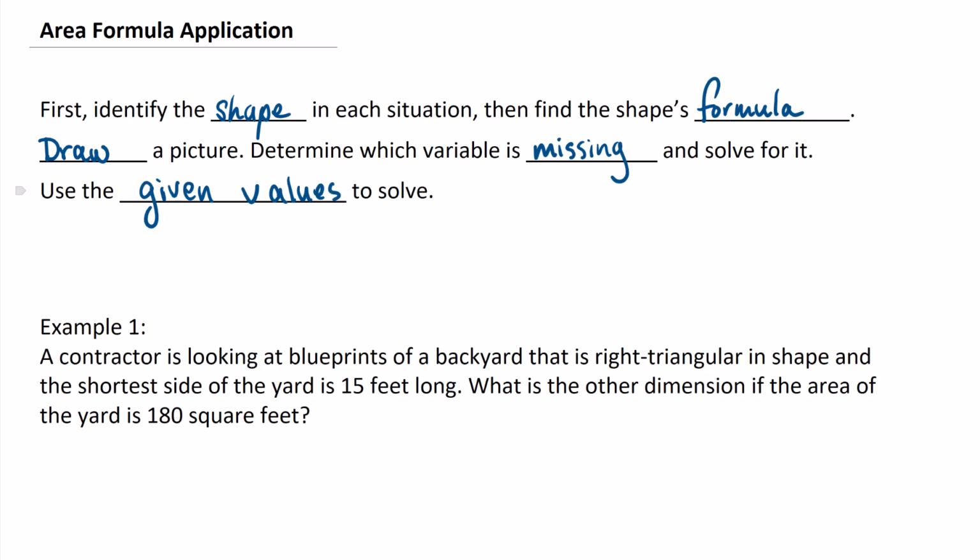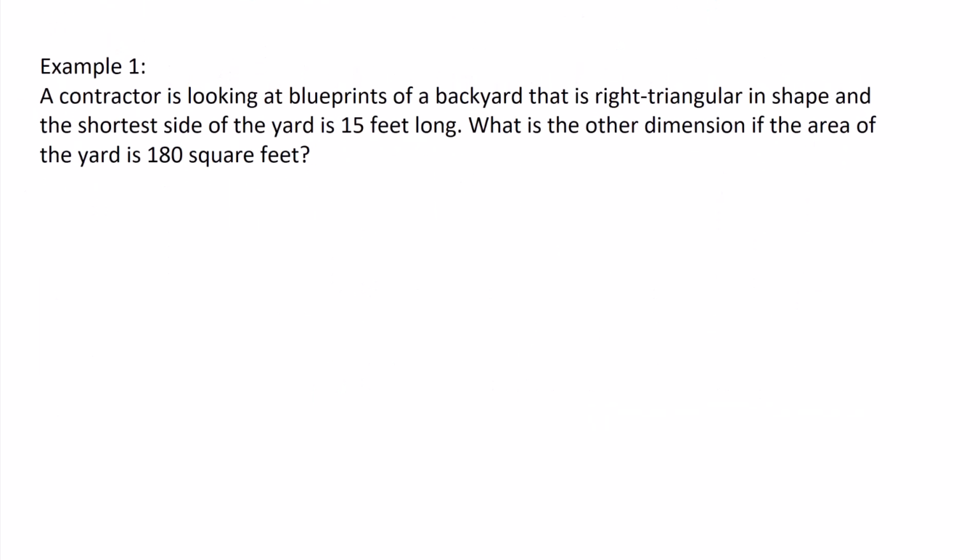In example 1, a contractor is looking at blueprints of a backyard that is right triangular in shape, and the shortest side of the yard is 15 feet long. What is the other dimension if the area of the yard is 180 square feet? Let's draw a picture of what's going on.